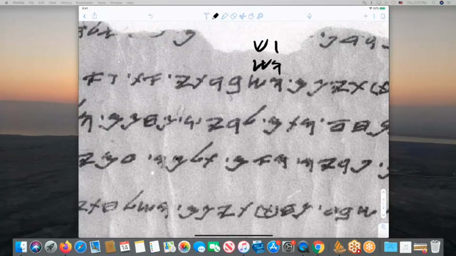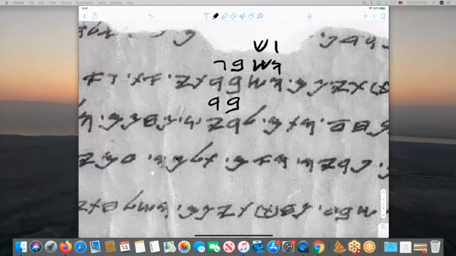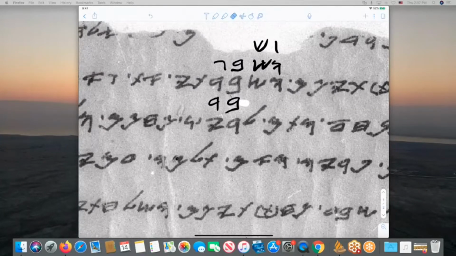Then we have a bet, a resh. Notice the difference between a bet and a resh. They both start with a loop and have a vertical line, but the bet is differentiated by that lower cross line. Then we have a tav. Now normally that would go all the way through like that, but imagine that this is your job. You're sitting here writing this out. You're going to get a little bit sloppy at times.